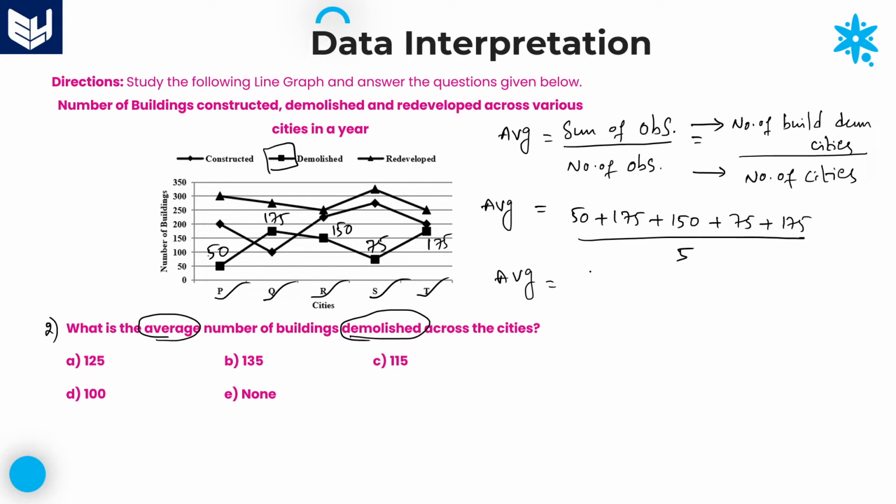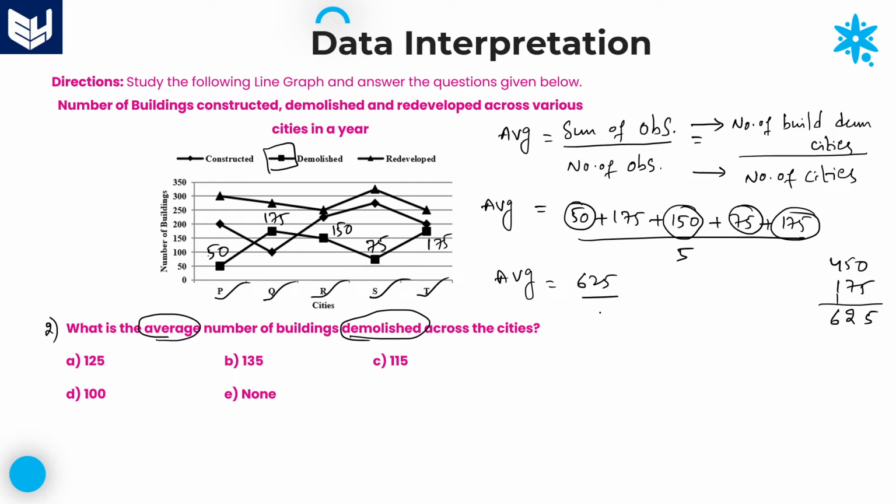Now see here. First add all the numerators. What will you get? First of all, 150 plus 50 is 200, and then 175 plus 75 is 250. 250 plus 200 is 450, right? 450 plus 175: 5 plus 5 is 10, 7 plus 7 is 14 plus 1, that is 625.